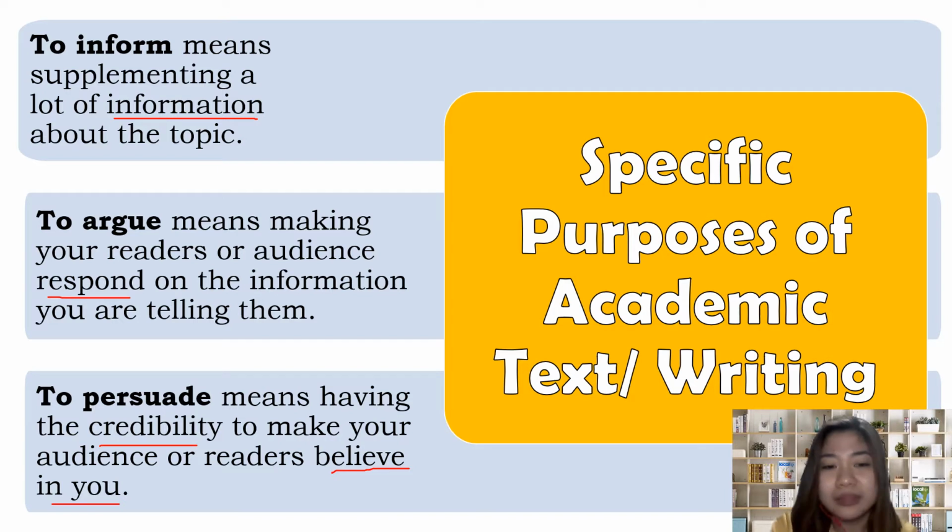So, if you are going to write an academic text, you must specifically know your purpose for writing it. It should be clear to you what your goal is or what you want to achieve in writing an academic text. Whether to inform, to argue, or to persuade, it's up to you. But make sure that before writing an academic text, you already know your purpose. Okay?